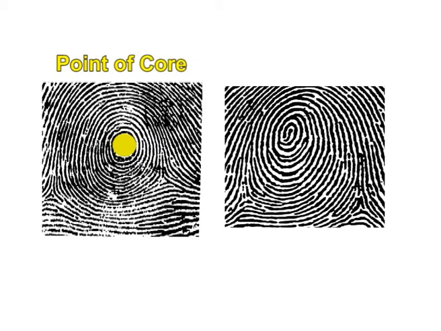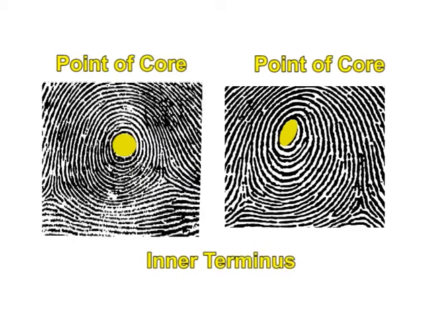Where the whorl is spiral in form, the point from which the spiral begins to revolve is the point of the core. Point of the core is synonymous with inner terminus. Student, this may sound a little bit tricky. Well, it is. Only practice will make you perfect.